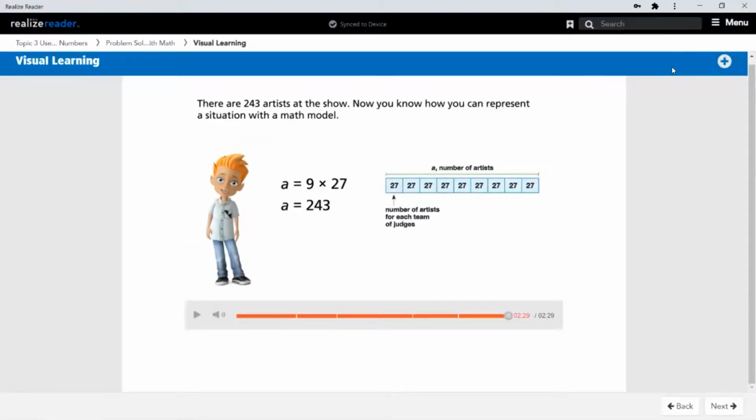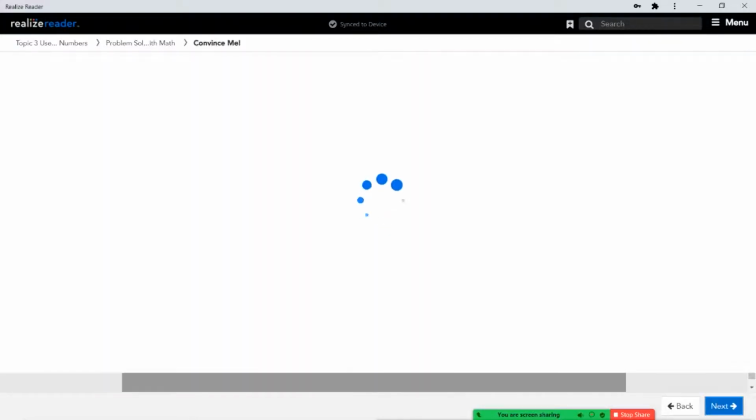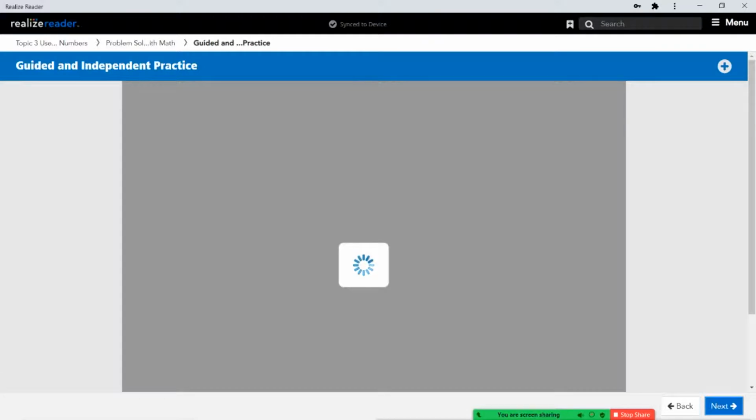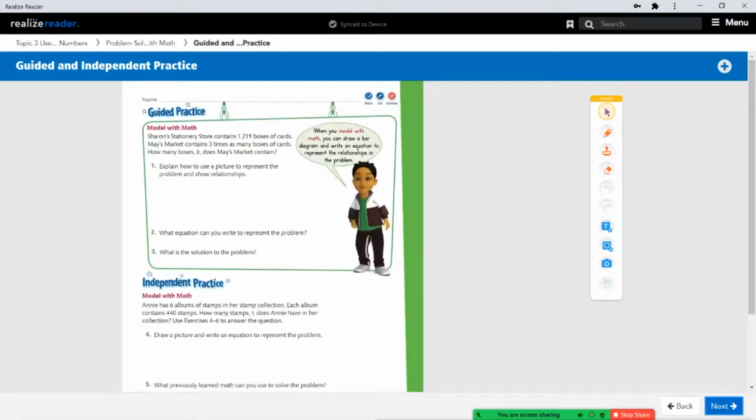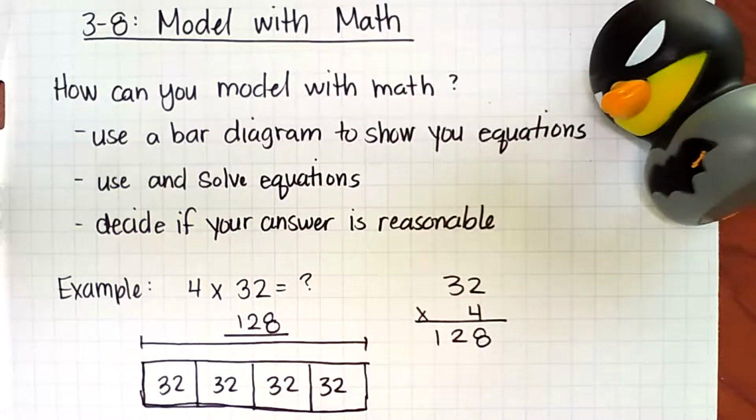All right, let's go ahead and take a look at our notes before we jump into our guided practice questions for this lesson. For 3-8, modeling with math, we know that we can use a bar diagram to show our equations. We know that we can stack and solve those equations afterwards, and that'll help us decide if our answer is reasonable.